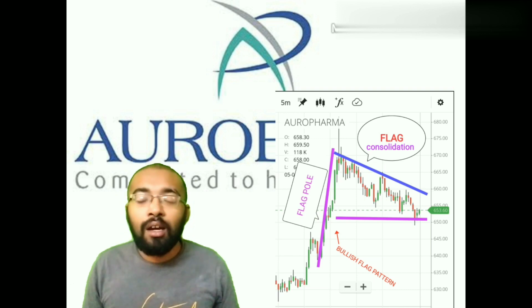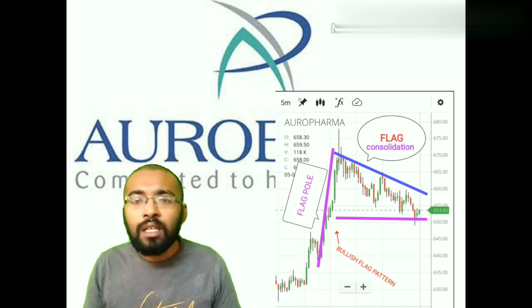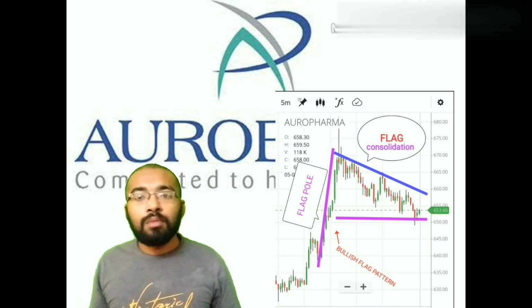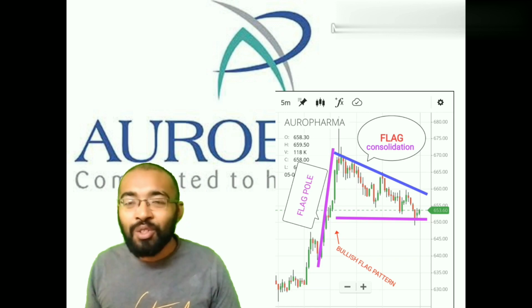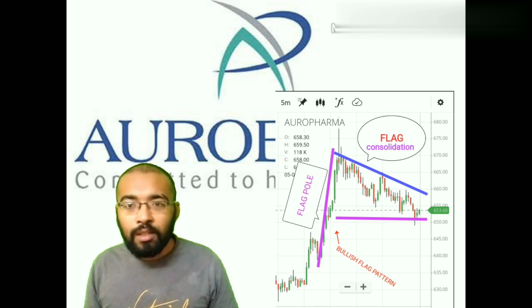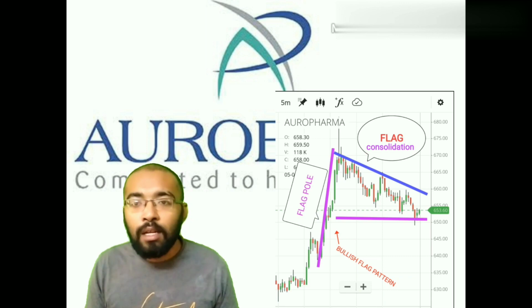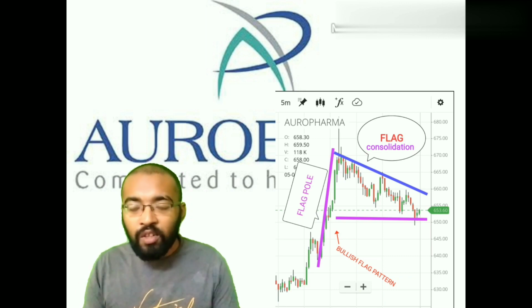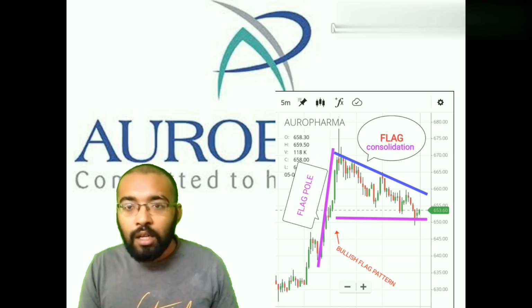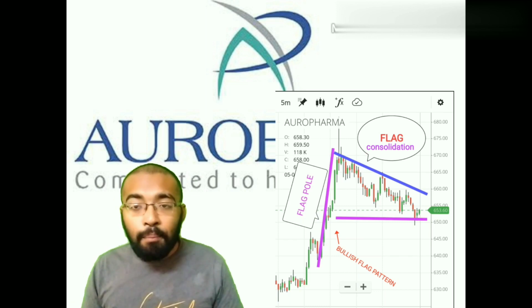And as usual, I would like to say that it's the share market. You can see anything and everything here. So it's your money, so take your decision in an appropriate manner. But I have explained to you what I have seen in the chart. So you have to remember that it's a bullish flag pattern.